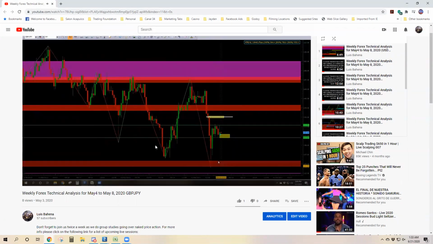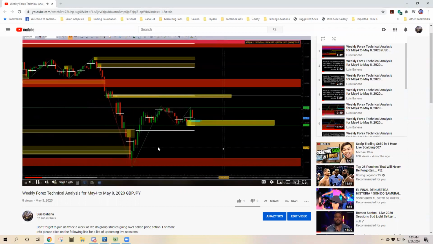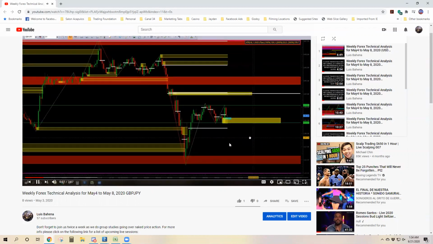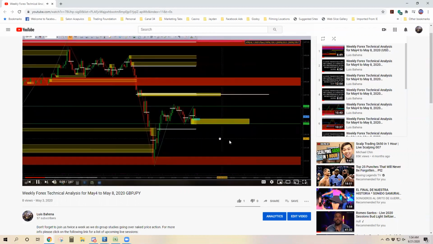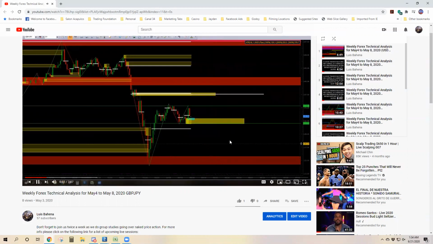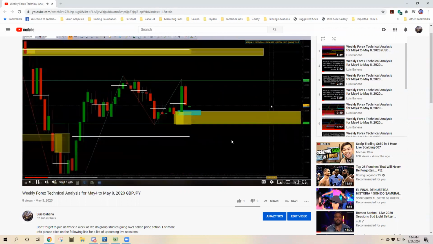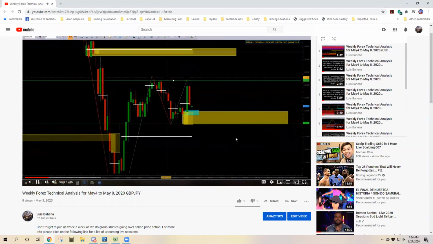Pretty much the same thing on the weekly. They're being respected. Let's go ahead and drop it down to the daily. The game plan for the pound yen. We're stuck where our zones of interest are: we've got to break above this 135.